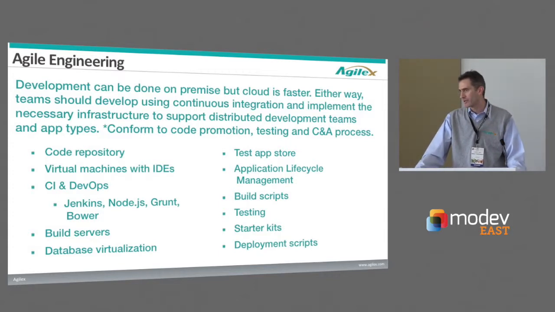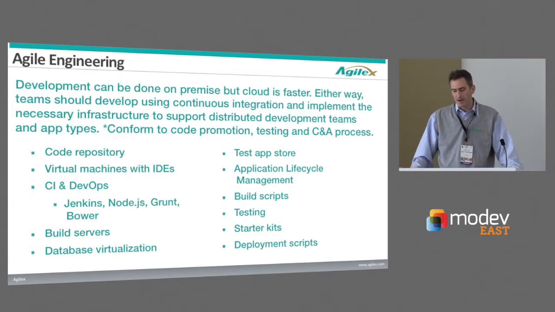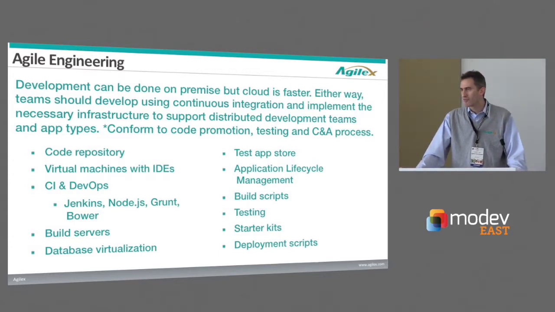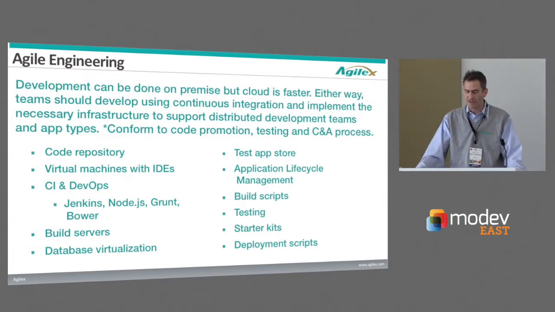Application lifecycle management, which are things like using agile project management software, whether it's the Atlassian suite with Jira, VersionOne, having all that in place, I think, is critical for your teams. Your build scripts, your testing environment. And it's interesting for internal deployments through an enterprise app store, you'll want to account for that. So how are you going to have a test app store and do test provisioning of your apps? So that's all part of this agile engineering approach.